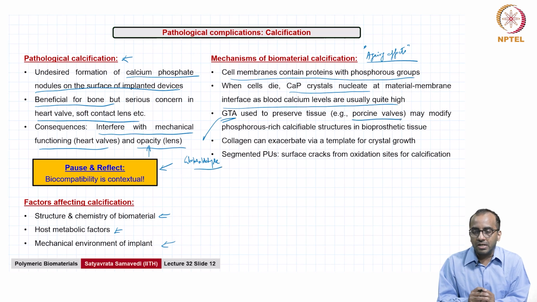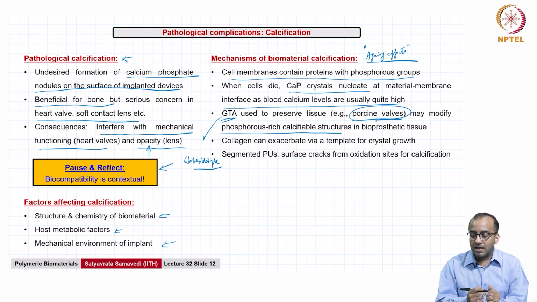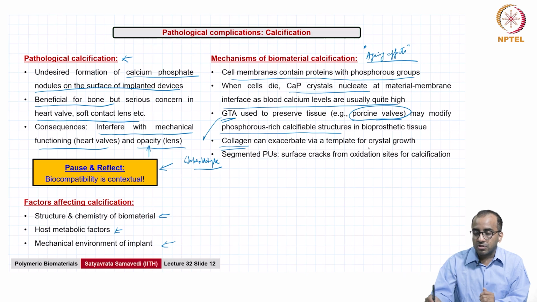One common replacement for a heart valve, if you do not want a mechanical valve, again this depends on the patient, the age of the patient, the functioning of the patient, the activity levels of the patient. But if a patient is prescribed a porcine valve, those are typically derived from a pig, and glutaraldehyde is used to preserve the tissue. But the glutaraldehyde may modify the phosphorus-rich calcifiable structures in these bioprosthetic tissues, and collagen, when it comes in contact, can serve as a template for crystal growth for these calcium phosphate crystals, just as you would see in bone.